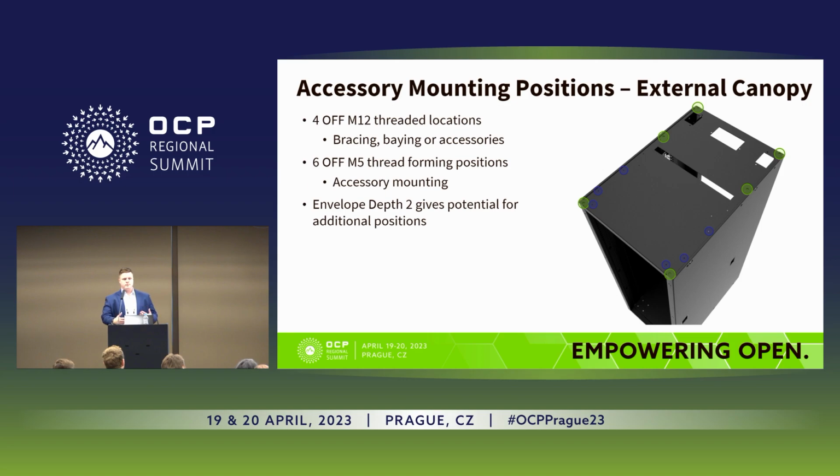In this image, I've highlighted in green the M12 positions. Because you've got a deeper rack, you've also got the opportunity for more baying or bracing locations. So depending on the infrastructure, you can position these M12s wherever's necessary. So we've got M5 thread forming positions again, either M5 thread forming or M5 machine threads. And all this allows for is mounting of canopy mounted accessories, again like switches, cable management, front to back.